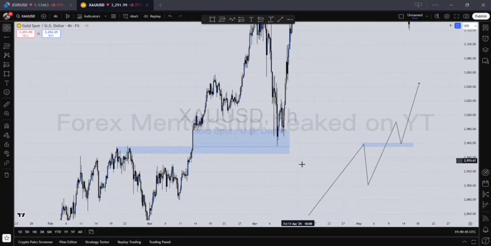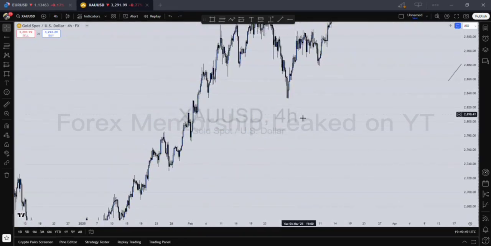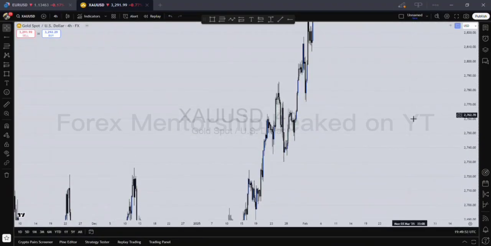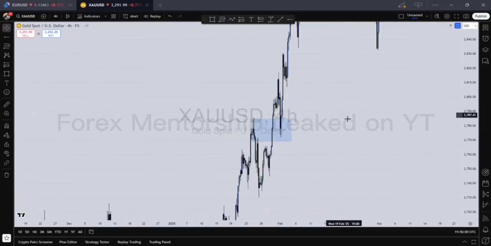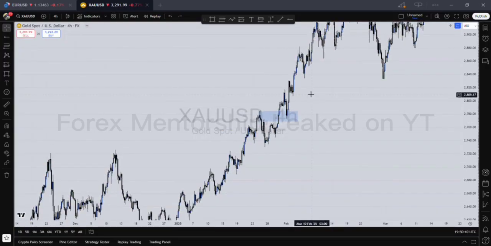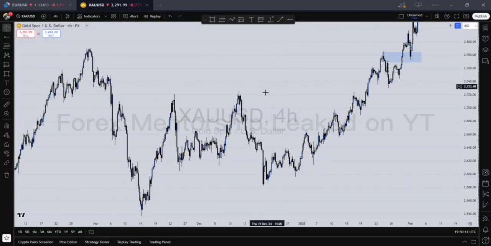But of course, there must be an inducement or engineered liquidity play. Take note, please. They are basically just broken support turned resistance. Broken support, turned resistance. This one.